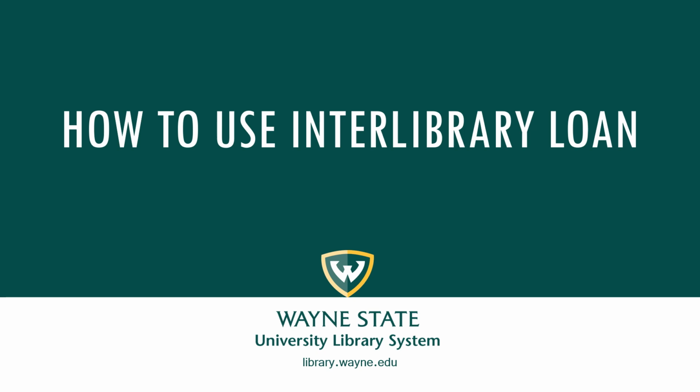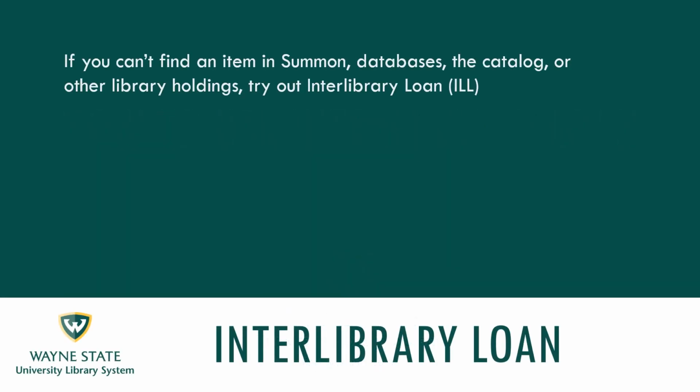This brief video will show you how to request articles, books, and other items through Wayne State Library's Interlibrary Loan System, referred to as ILL. If you have searched for an article or other item through Summon, databases, the catalog, or other library holdings, and found that it is not available in our collections, you can request a copy through ILL.